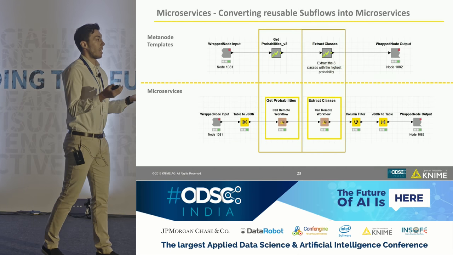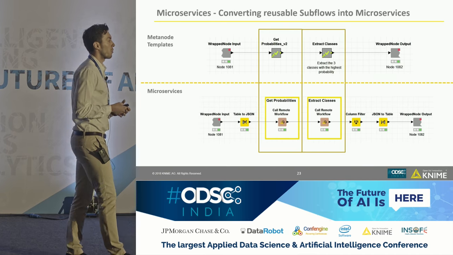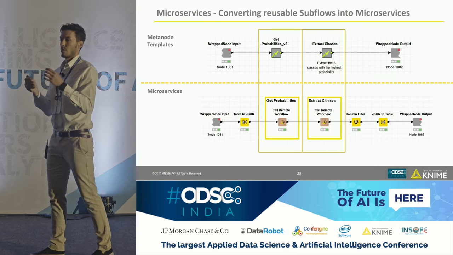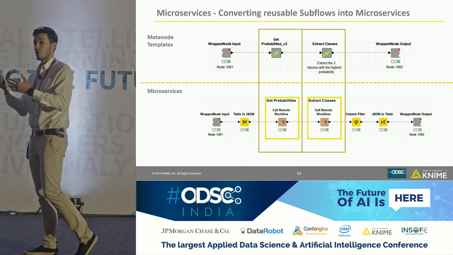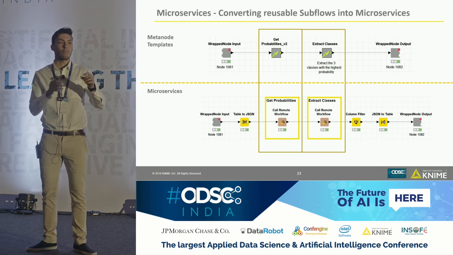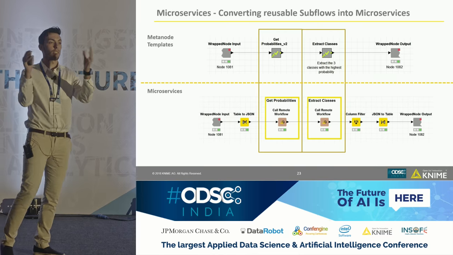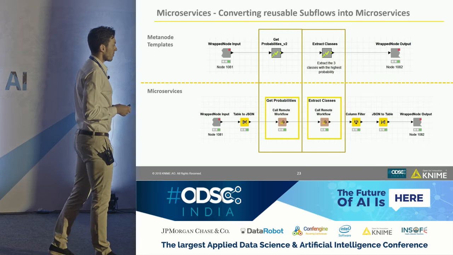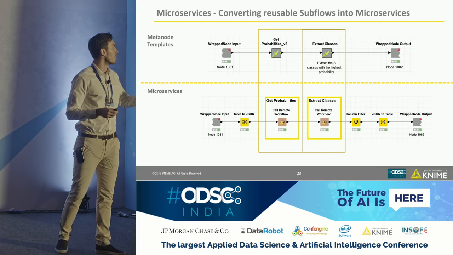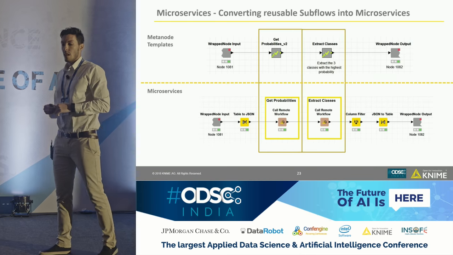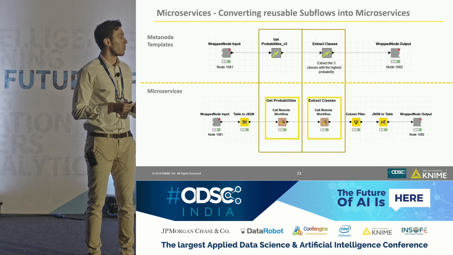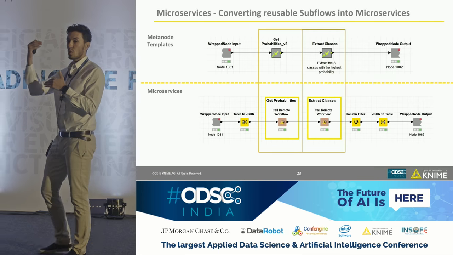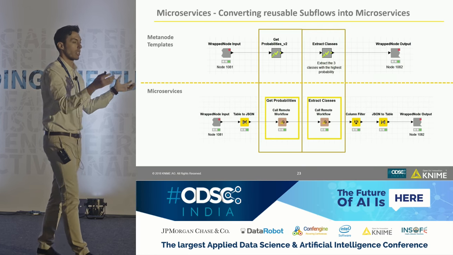In KNIME, we have one way to create microservices. At the beginning, we used Metanode templates. Again, those are subflows that we can reuse. So we create templates, and then we can just drag and drop them directly on the canvas and reuse them. To change this into a microservice, we just replaced the Metanode template with a so-called Call Remote Workflow node. What this node does is call the execution of another workflow that is stored in our Explorer, okay?